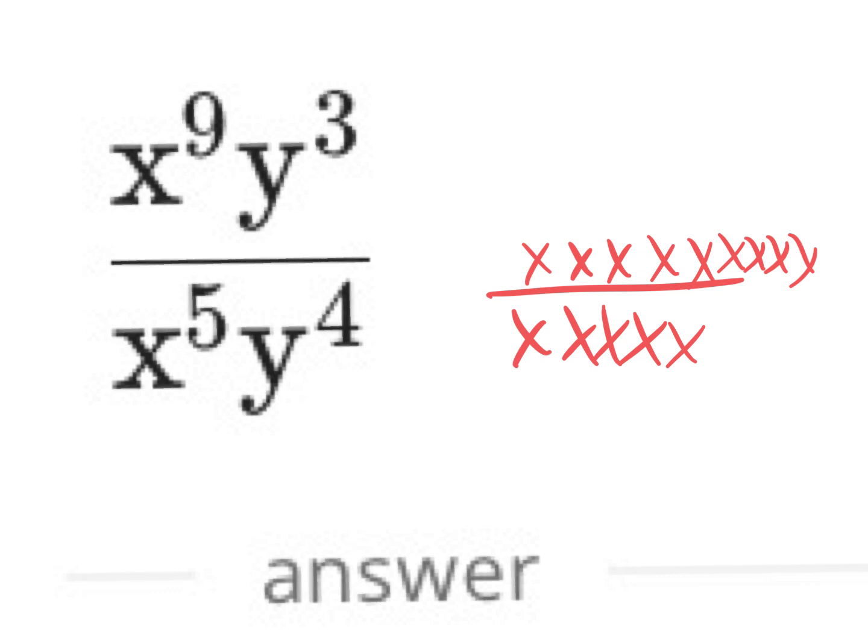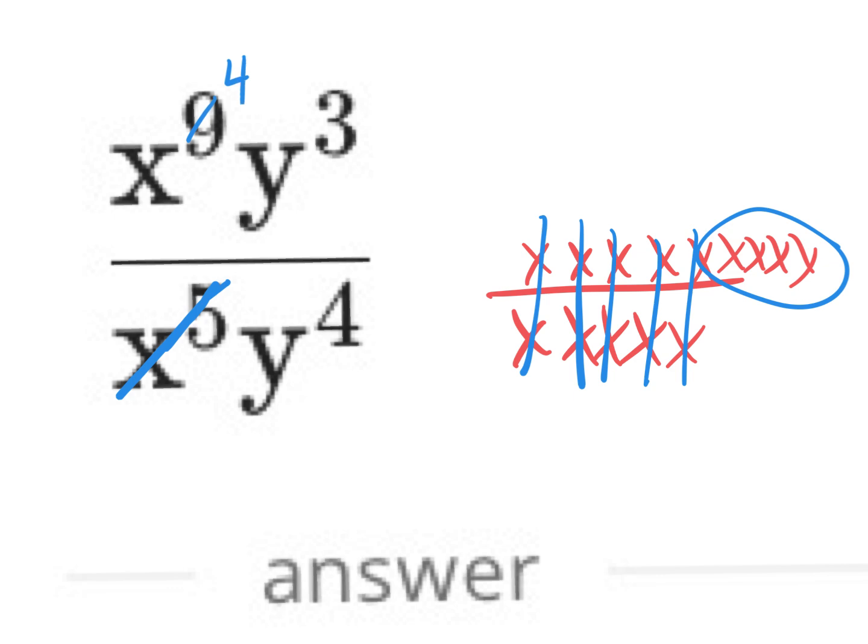I don't recommend it. It's easier to just do it without canceling one x with one x, one x with one x, and then counting how many are left. It's really easy. You could do it in your head. There are 5 x's on the bottom, which all cancel out with 5 of the 9, leaving you 4 left over. So it's x to the 4th that's left over up on top. That's what we have right here, 4 x's left over up on top.